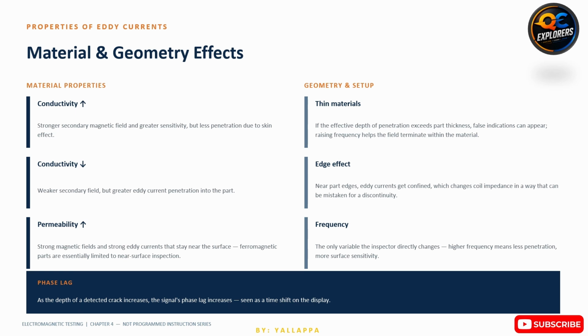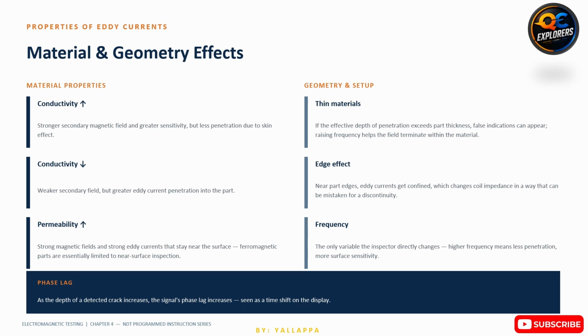A material with high electrical conductivity, such as aluminum or copper, allows stronger eddy currents to develop. These stronger currents generate a more pronounced secondary magnetic field, improving sensitivity. However, because of the skin effect, the current remains concentrated near the surface, reducing penetration depth. Conversely, materials with lower conductivity produce weaker eddy currents, but those currents penetrate deeper into the component.